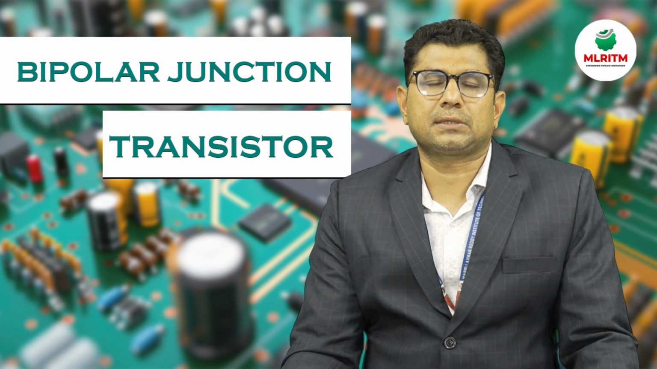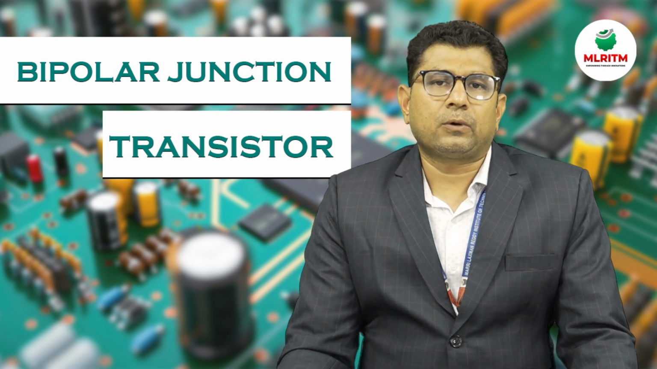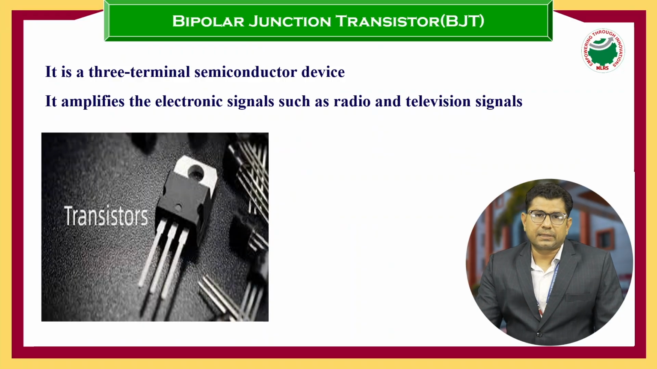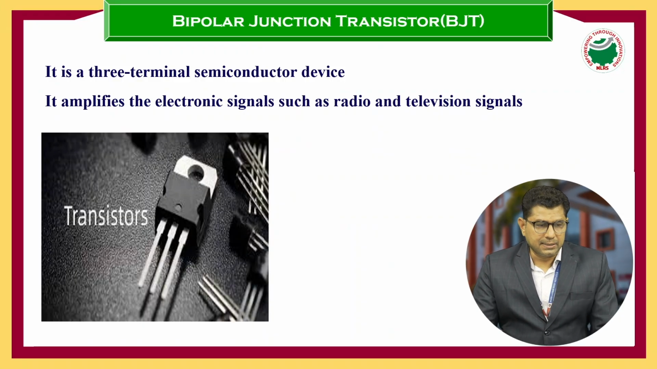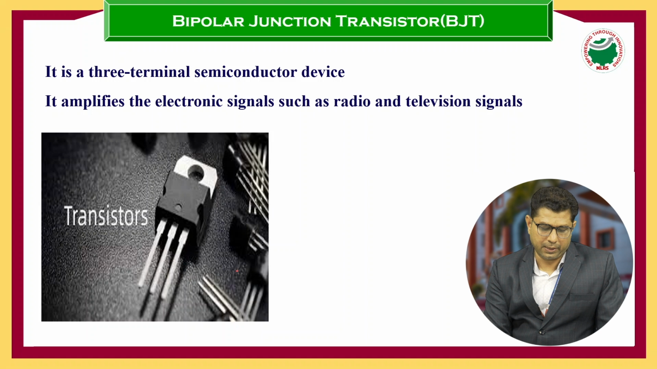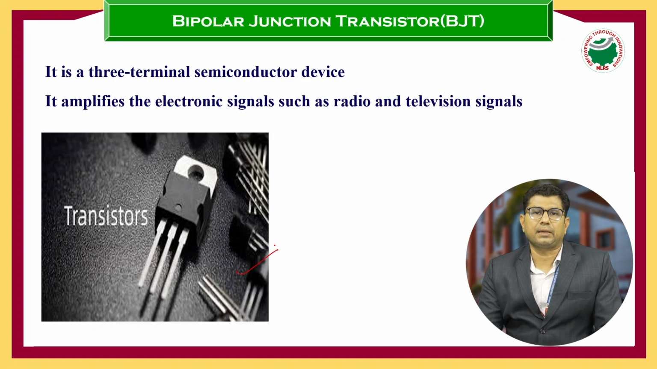Today I am going to discuss the bipolar junction transistor and its operation. Basically, it is a three-terminal device which amplifies electrical signals and television signals. The transistor symbol, the one we use in modern days, you can see here.